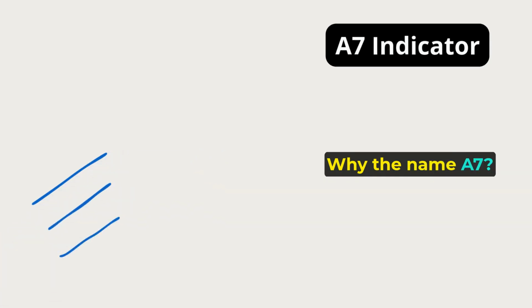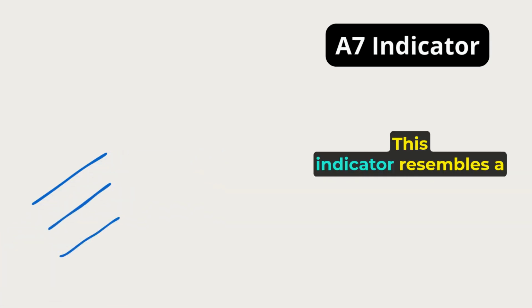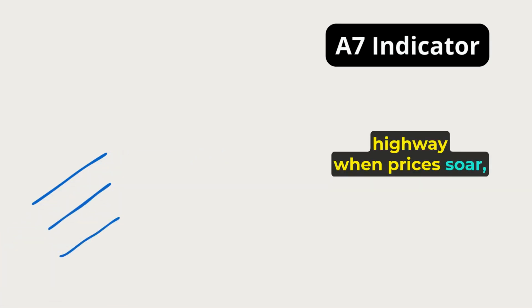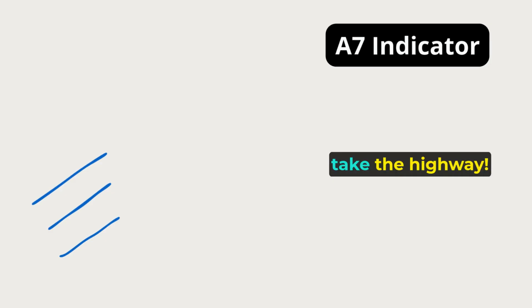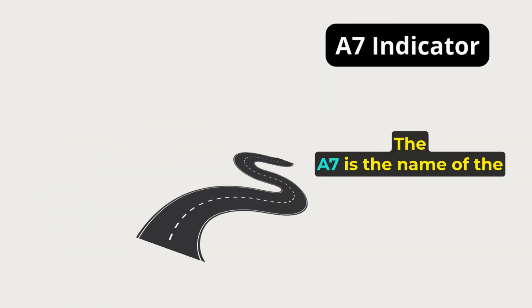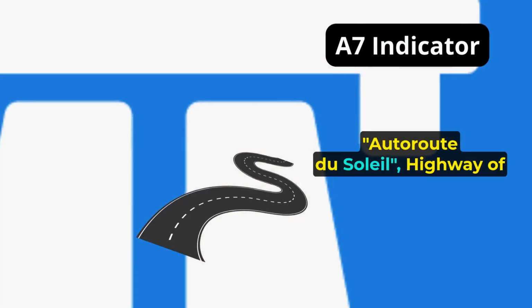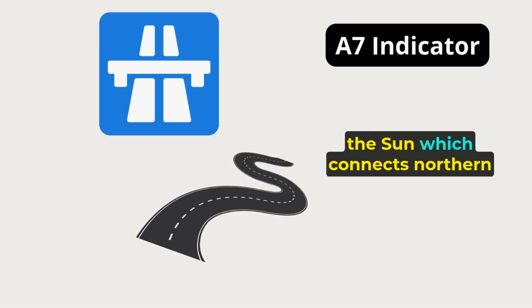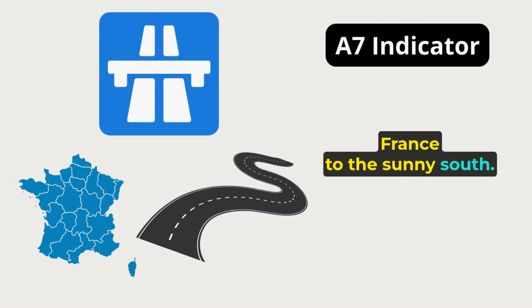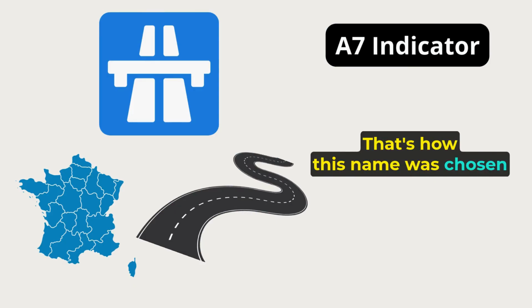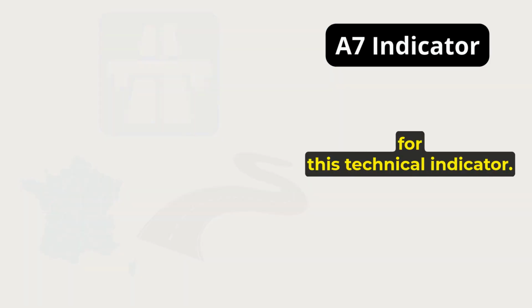Why the name A7? This indicator resembles a highway when prices soar, or rather, when they take the highway. The A7 is the name of the Autoroute du Soleil, Highway of the Sun, which connects northern France to the sunny south. That's how this name was chosen for this technical indicator.